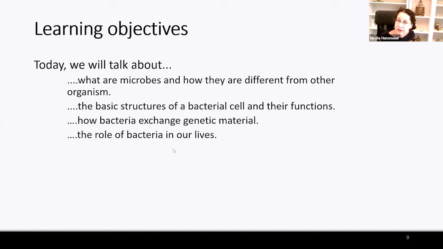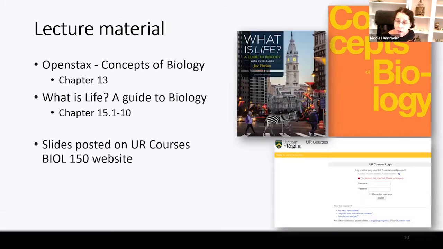So here you see that we're talking about microbes today. Then we're talking a little bit about bacterial structures and how they share and exchange material, and then what kind of role bacteria or microbes have in our life. I will also point out in between where you can find additional information for what I'm talking about, so that you can still read up on these different topics after the lecture.